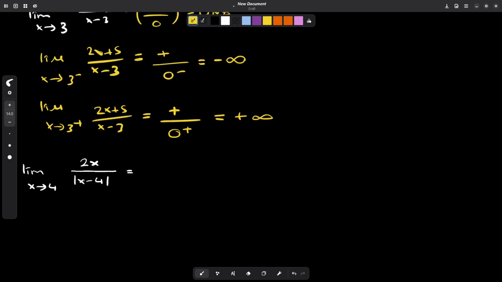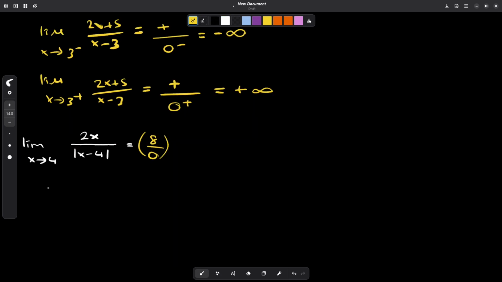Limit of 2x over the absolute value of x - 4, as x approaches 4. When I plug in, 8 over 0, right? What is this telling me? Check the limit from the left and the right. Let's check the limit from the left. 2x over the absolute value of x - 4. I want to take this out of the absolute value function. We learned how to evaluate the limits of absolute values in the video we made. I don't remember what the name of it was, but you can check it out. Just search on the channel.